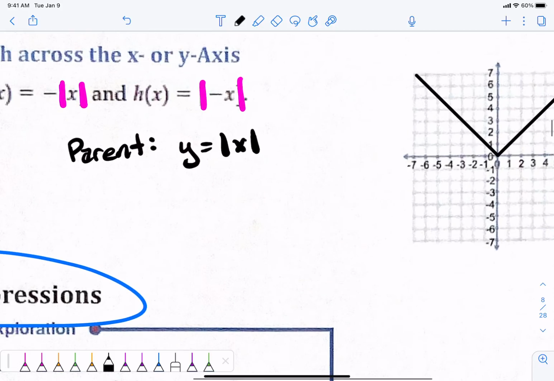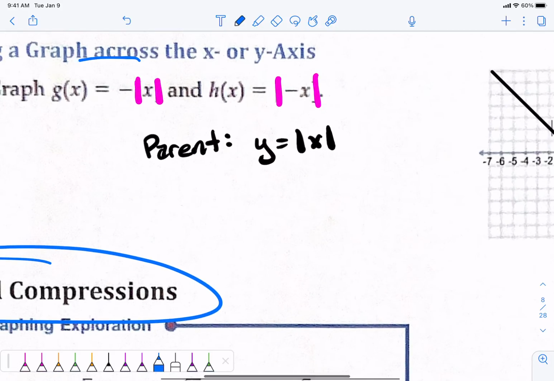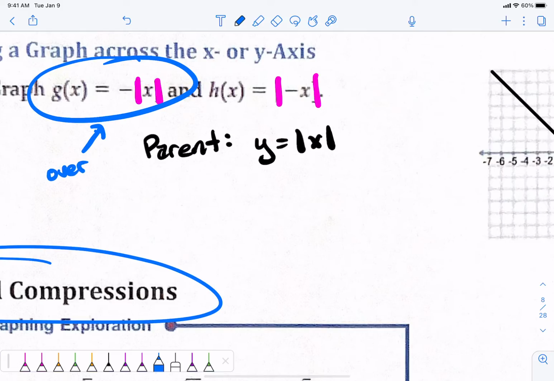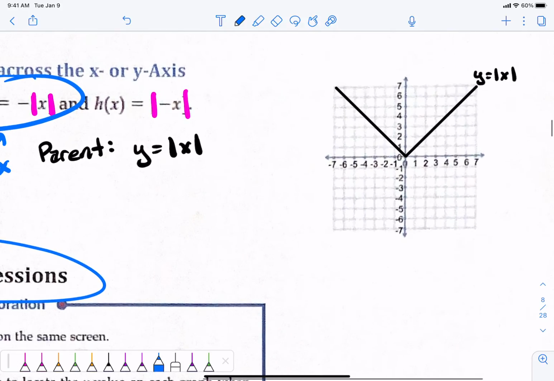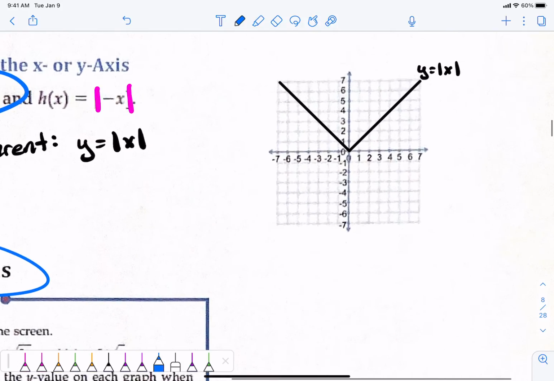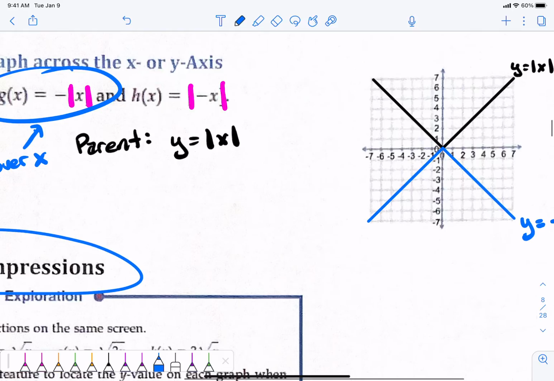Then I'm going to do this one in blue, and the negative on the outside is which one again? Over x. So we're going to reflect that over x. How does that move him? He's going to go down. So he's flipping all the way down. This is y equals negative absolute value of x. He's flipped down.